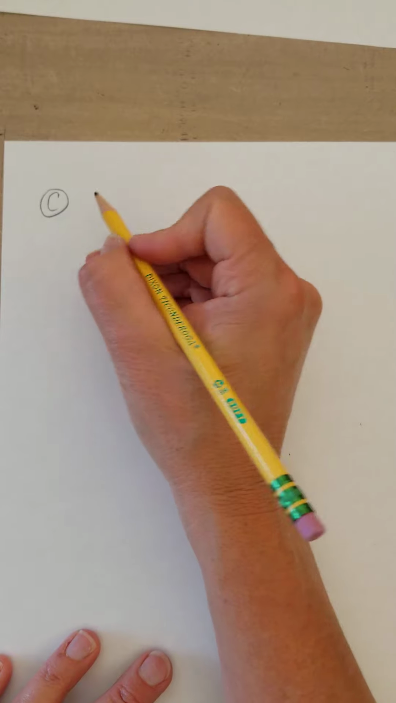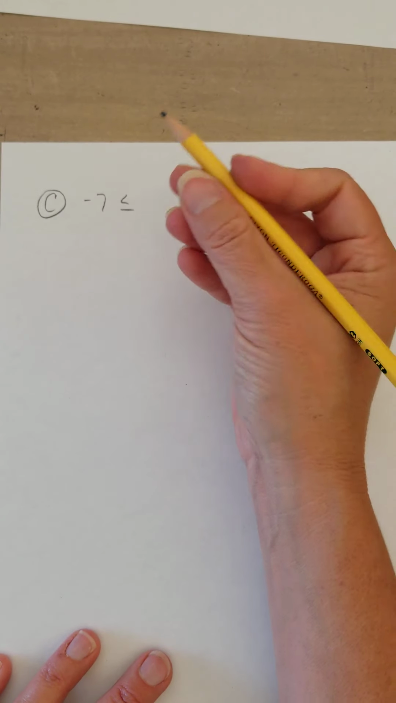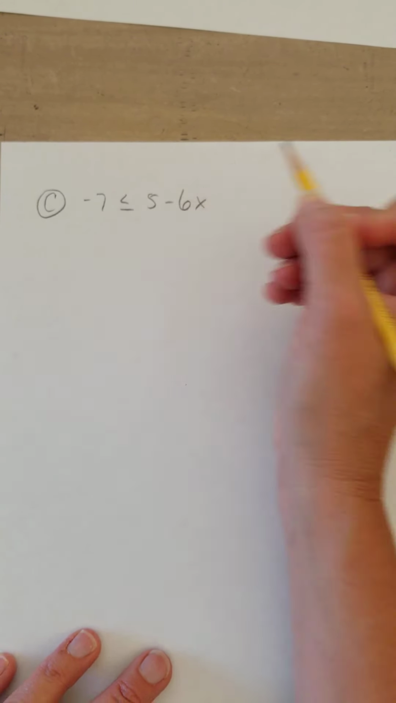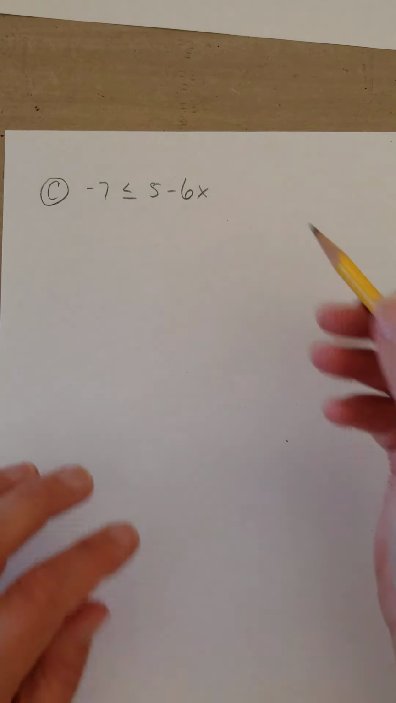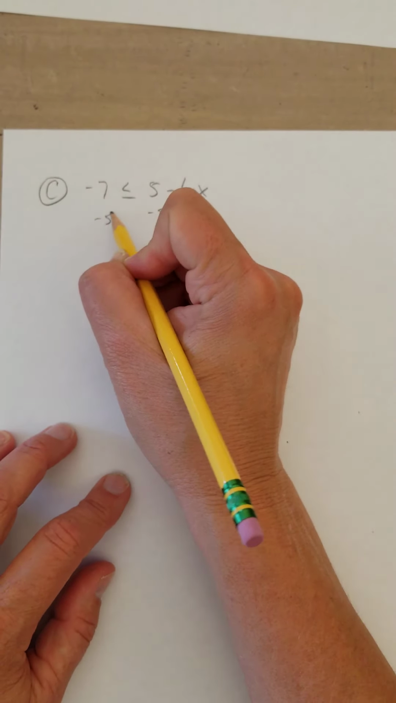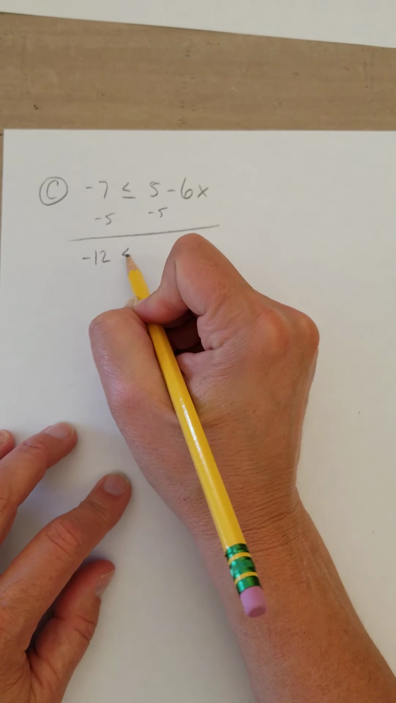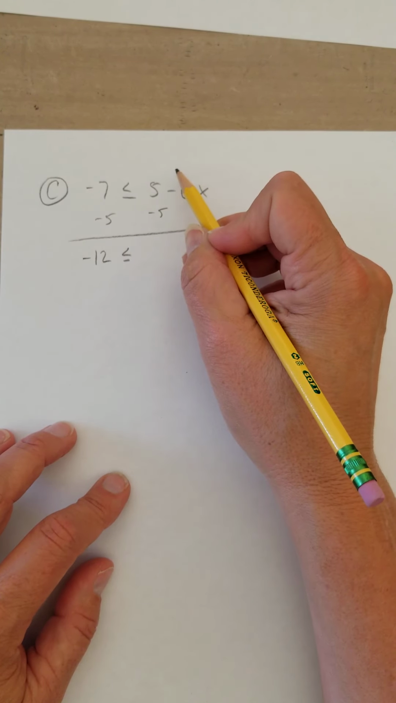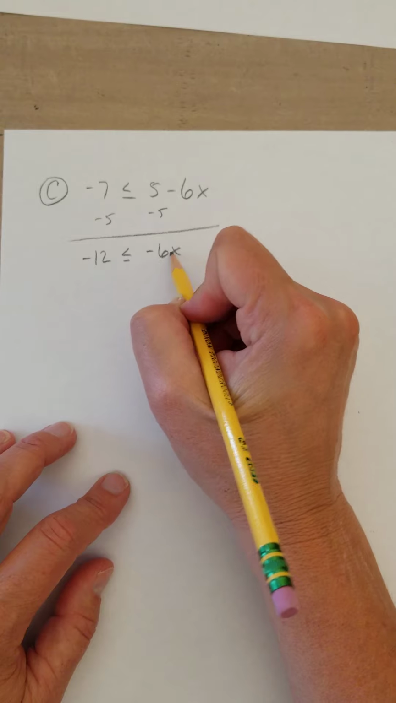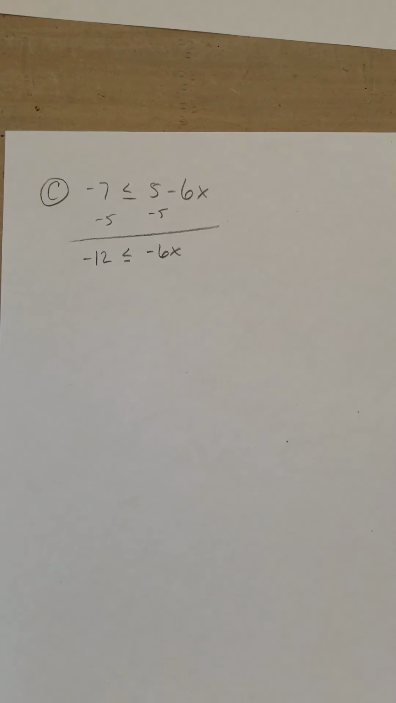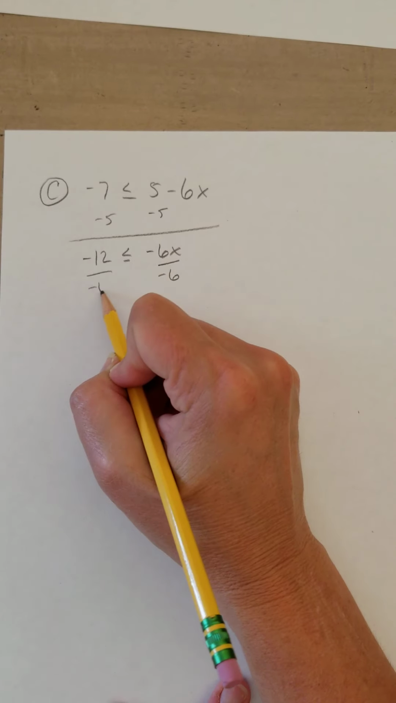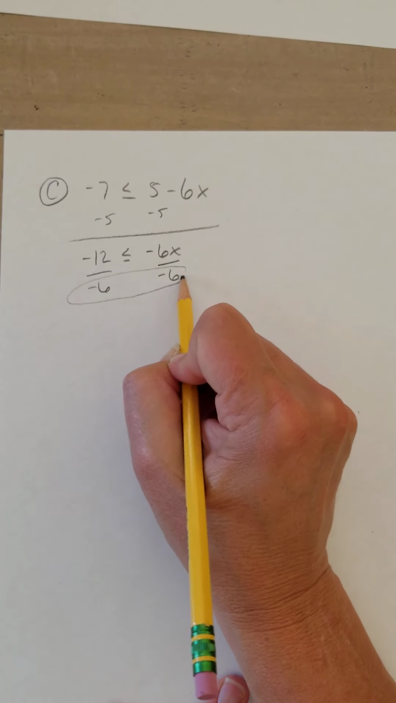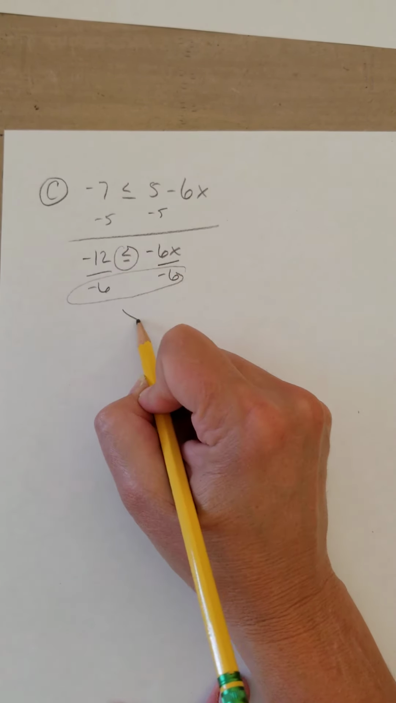C. Negative 7 is less than or equal to 5 minus 6x. All right, we want to get the x by itself. Let's start by subtracting 5. Negative 7 minus 5 is negative 12. We have a negative 6x, and we don't switch the inequality around because we just subtracted 5. Next, let's divide by negative 6. Ooh. Since we divided both sides by a negative, this guy flips.